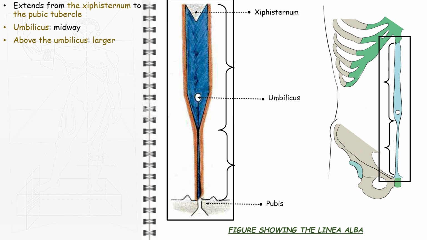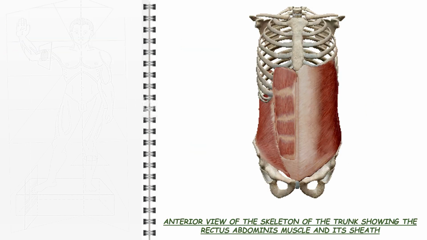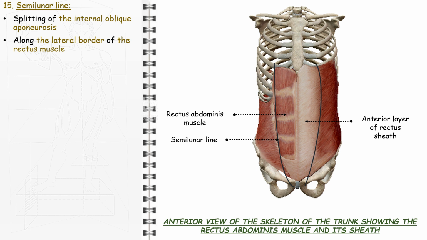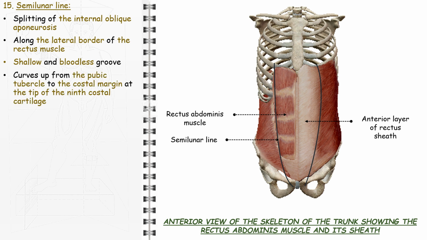The linea alba is a weakness zone of the anterior abdominal wall. The semilunar line constitutes the splitting point of the internal oblique aponeurosis. It is vertical along the lateral border of the rectus muscle. It has the shape of a shallow, concave inside and bloodless groove that curves up from the pubic tubercle to the costal margin at the tip of the 9th costal cartilage. The semilunar line is not to be confused with the semicircular line. It is a weakness zone of the anterolateral abdominal wall.